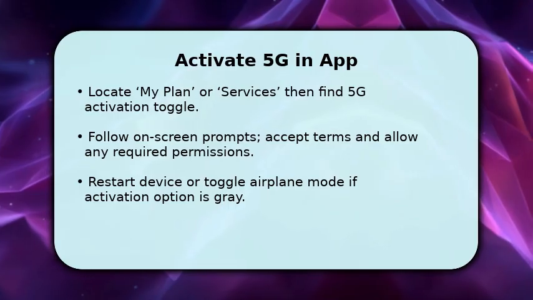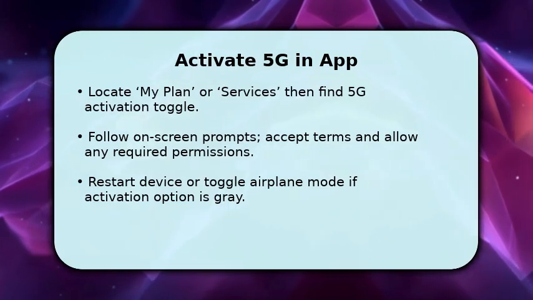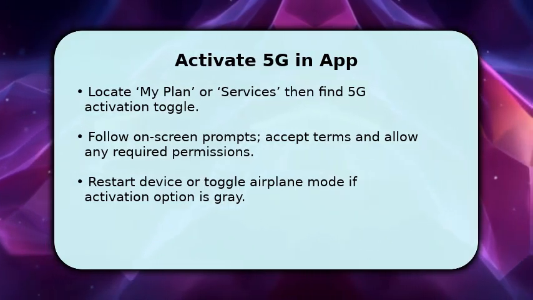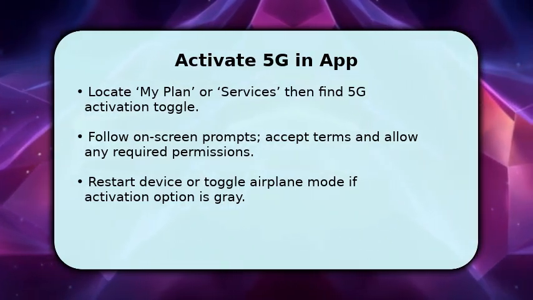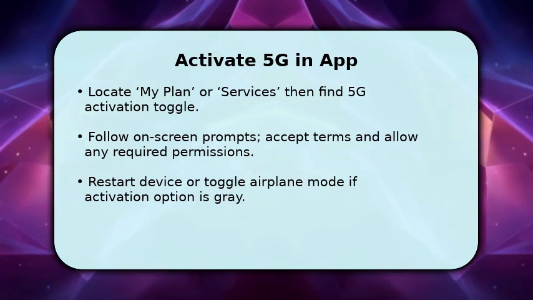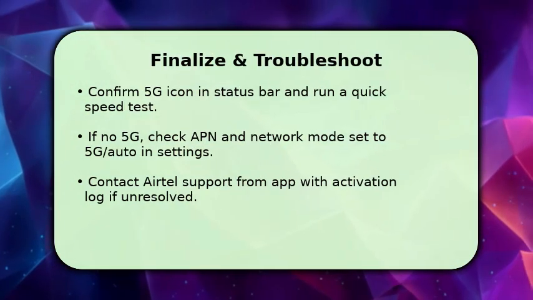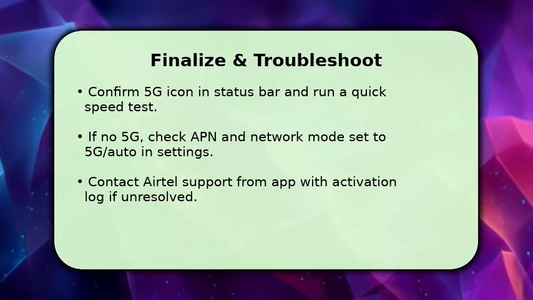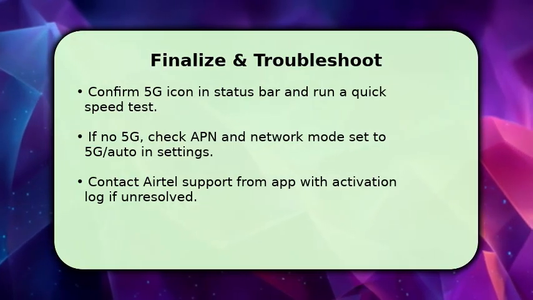If the app asks to restart the phone, do it. That ensures the new network settings load. Make sure you stay on mobile data during provisioning and avoid switching SIM. Finish by verifying that 5G appears in your status bar, and then run a speed test to confirm improved throughput.